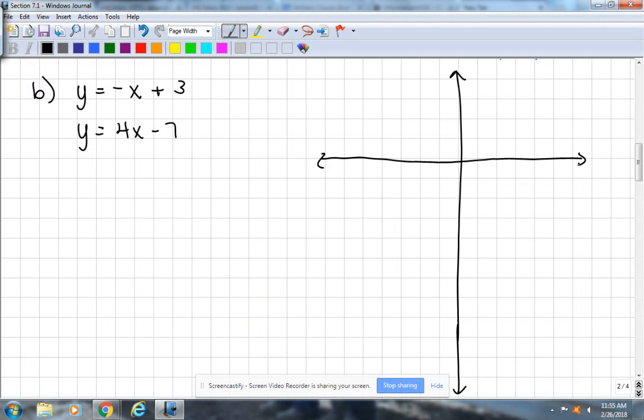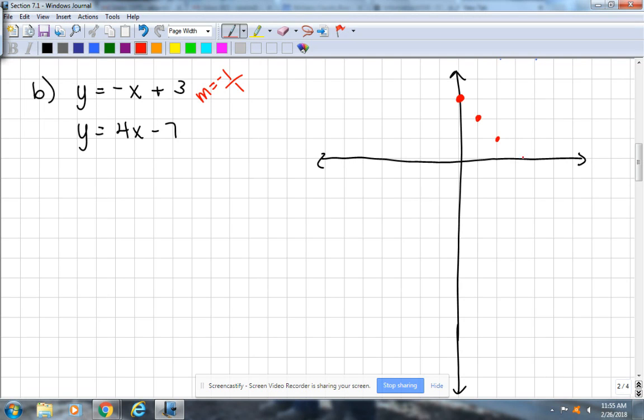Okay, so for the first one, the equation is y equals negative x plus 3. My y-intercept is at 3 on the y-axis. And the slope is negative 1 over 1. So I'm going to go down 1 and go to the right 1.